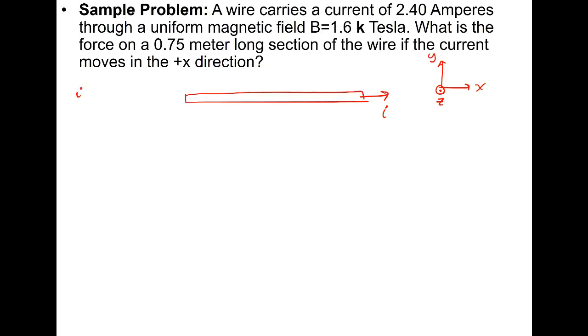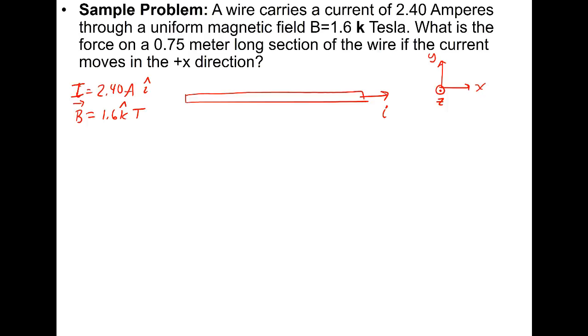All right. So the current is 2.40 amps. The field is 1.6 Tesla in the k-hat direction. And technically the current is in the i-hat direction. And this is why engineers sometimes use J for current, because when you have i-hat and then I for current, it can get a little bit confusing.